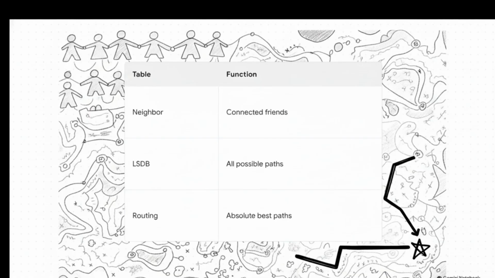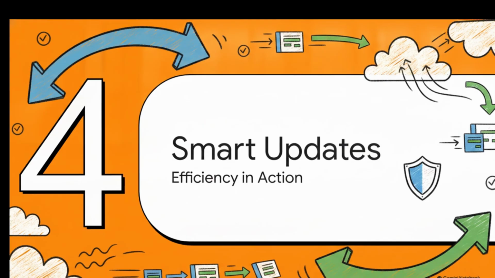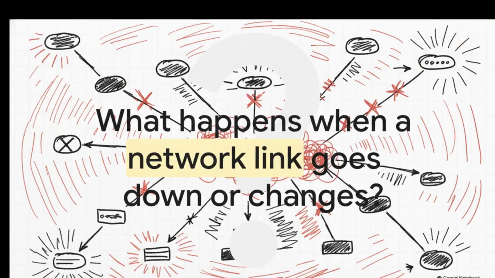It's brilliant. All right, let's talk about efficiency. What happens when things actually change on the network? Because this is a huge deal. In massive corporate networks, links are constantly bouncing up and down. If every single router screamed its entire routing table out loud every time one little link flickered, the network would just absolutely choke on the update traffic. It would be totally paralyzing.